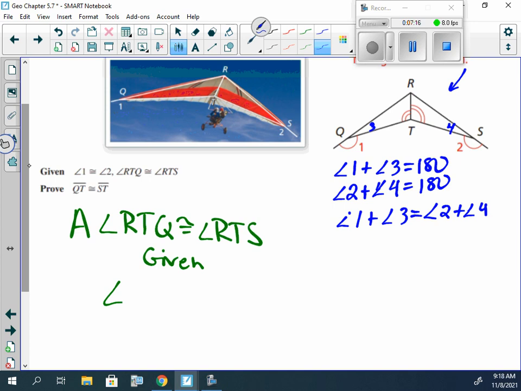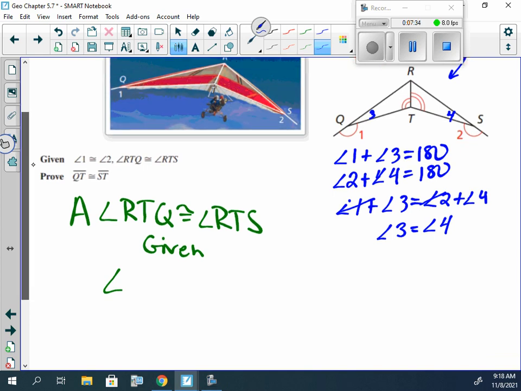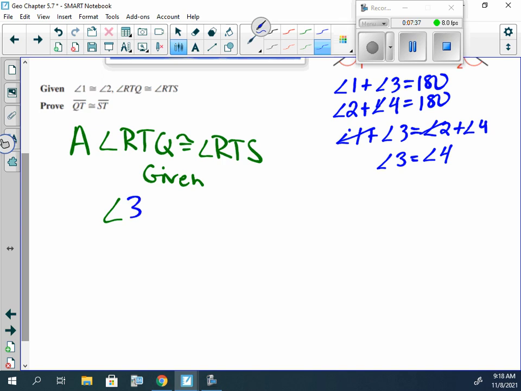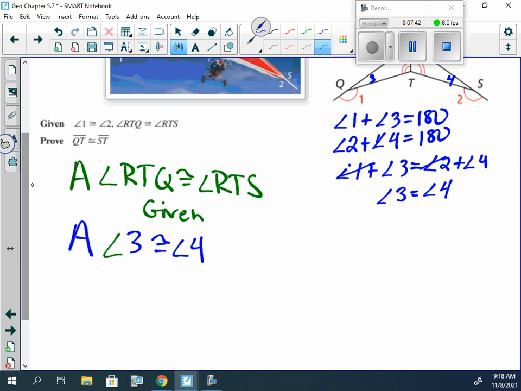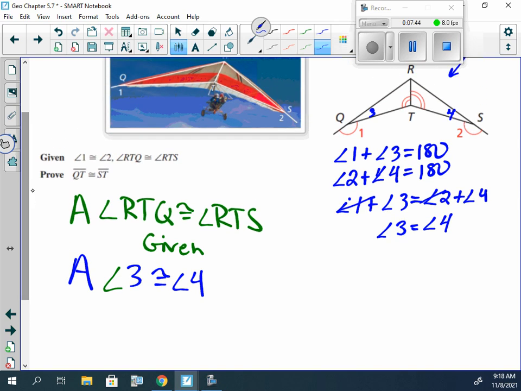Well, what do we know about 1 and 2? They're congruent, yes? So if I subtract them from both sides, what would we be left with? 3 and 4 would have to be the same, yes? So the other piece of information is that we have that angle 3 is congruent to angle 4. So we do have two angles that are congruent.